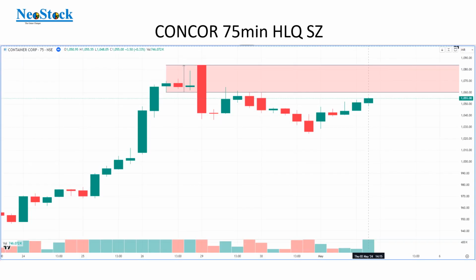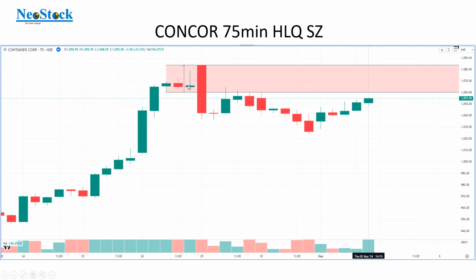Look into this stock. This is a 75 minutes high liquidity supply zone. And our software identified this stock as being near the 75 minute high liquidity supply zone. Because it is there in our list, what will you be doing? You have to plan a trade by fine-tuning this zone. If there is a fine-tuned 5-minute zone, you know that this zone will be having a good order flow, you can plan your trade.